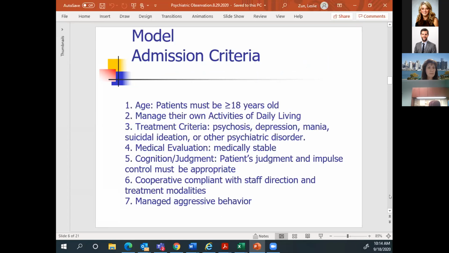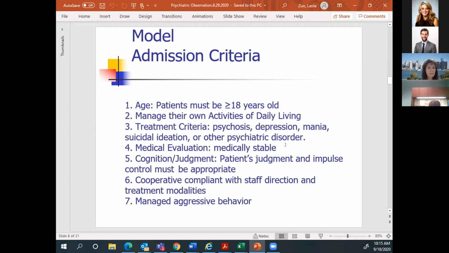So here is just a sample of admission criteria. You want to deal with adults. Kids are much more complicated and really should be done by PEDS folks or PEDS EDs. They have to do their own activities of daily living, meaning that they can toilet themselves and eat at a table. Treatment criteria, what are easily treated: psychosis, like your schizophrenics, depression, mania, like your bipolars, suicide ideation. Now, if they have truly high-risk suicide potential, they should be in an inpatient unit and not in psych obs. But if they're in one of those moderate zones of suicidality, this would be an appropriate environment.